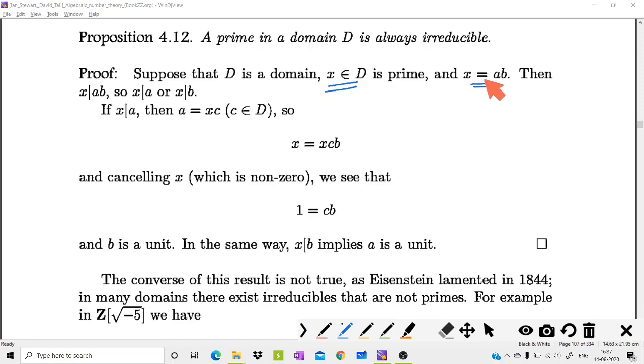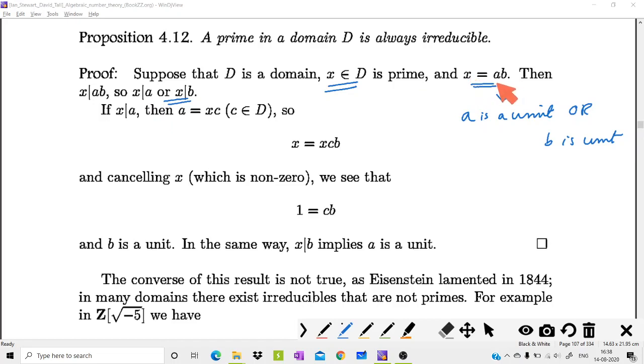Assume x equal to ab is a factorization of x. Then since this x is a prime, we can say that x divides ab implies either x divides a or x divides b. We need to prove that this is not a proper factorization. That means we need to prove that either a is a unit or b is a unit. This is what we have to prove. So from this you can write x divides x. We know that x divides x.